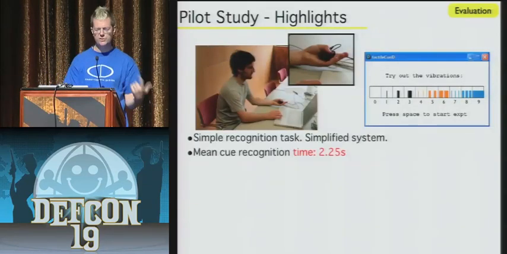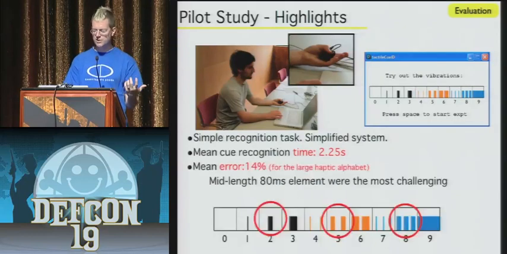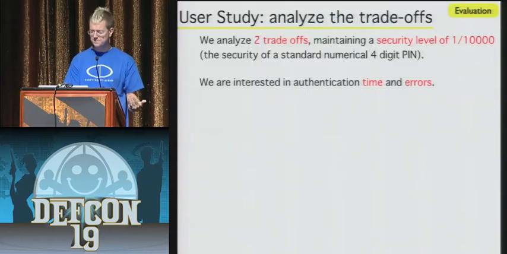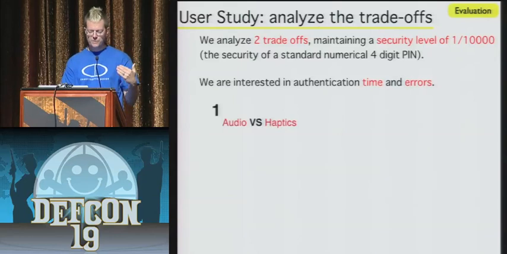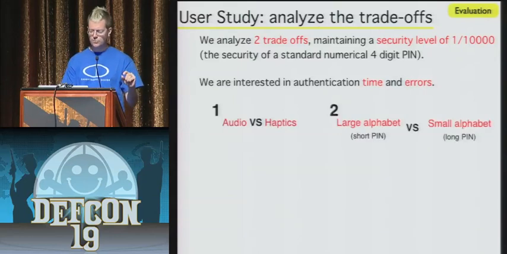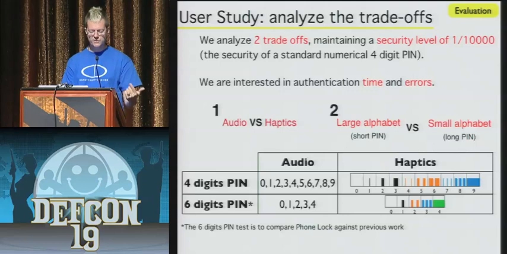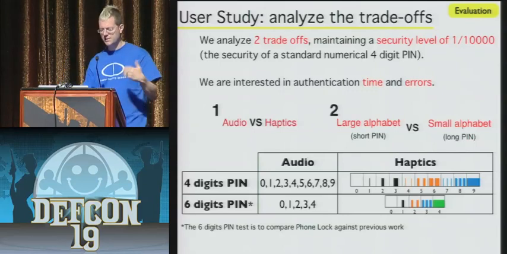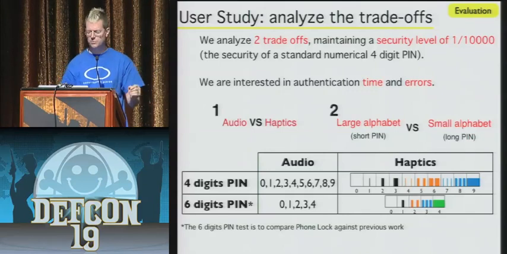The pilot study showed some difficulties with tacton recognition with the large alphabet. So the more complex alphabet was harder to recognize, the error rate was higher. In the full study, 2 trade-offs were analyzed. So maintaining the same security level, looking at, first of all, the 2 modalities, and then a 4 digits from 10 alphabet, and then a 6 digits from 5. Both of them have acceptable security, and the 6 digits one allows us to compare to the tactile keypad.